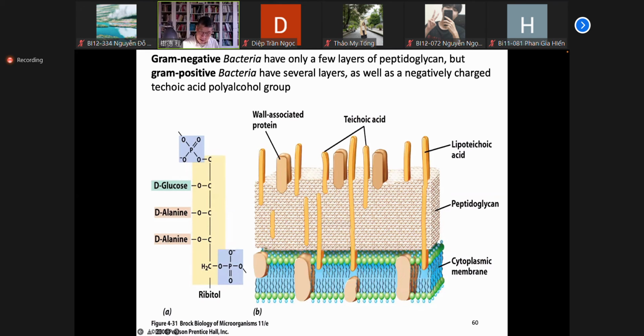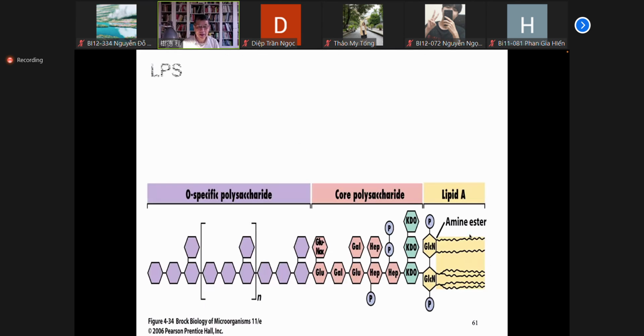Okay, so I have tried to tell you the intricate structure of the cell wall. So hope that you can learn this part well. So this is another diagram of the LPS. This is amine ester, and this is a core polysaccharide. This is O-specific polysaccharide.